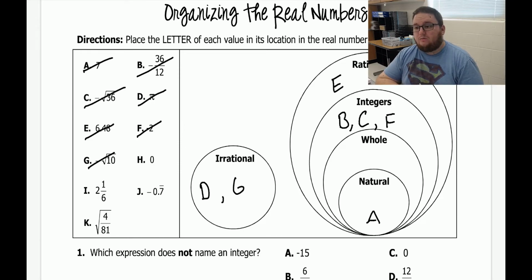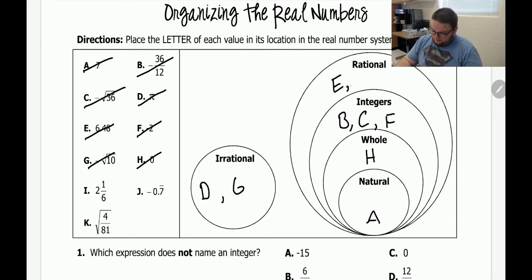H is 0. Where's the very first time that you start seeing 0? Well, you should be able to tell me that the whole numbers is the very first time that you see 0. So that means in the whole circle, we're going to put H, and we're going to come over here and mark it out. We have 3 more left. We're going to move on to I, which is 2 1/6. Since it's a fraction, we can say that it's going to be rational because it's a ratio of 2 numbers. So we're going to put I in the rationals, and then we're going to go over here and mark it out.